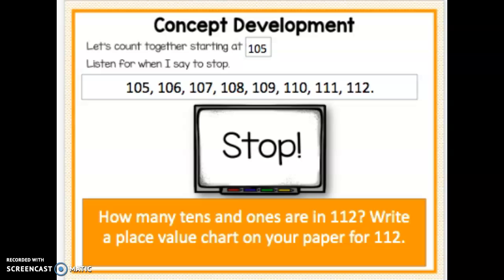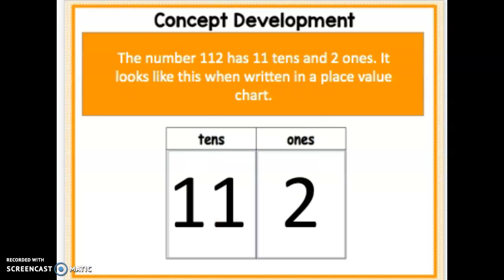This time, let's count together starting at 105 and listen for when I say stop. 105, 106, 107, 108, 109, 110, 111, 112. Stop. How many tens and ones are in the number 112? Write a place value chart on your paper for 112. The number 112 has 11 tens and 2 ones. It looks like this when written in a place value chart.